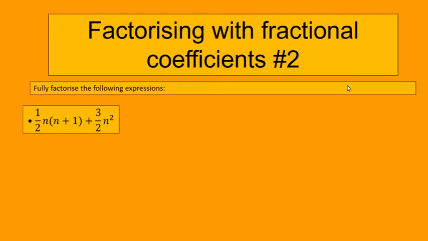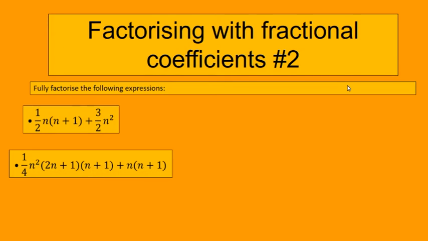So if you look at the first one, we're going to do it in the same way. What's common to both? So they both have a half. Half's the smallest fraction, so you take that outside. They also share an n. So then you'd have to think, what do I times a half n by to get half n, n plus 1? And what do I times a half n by to get 3 over 2, n squared?